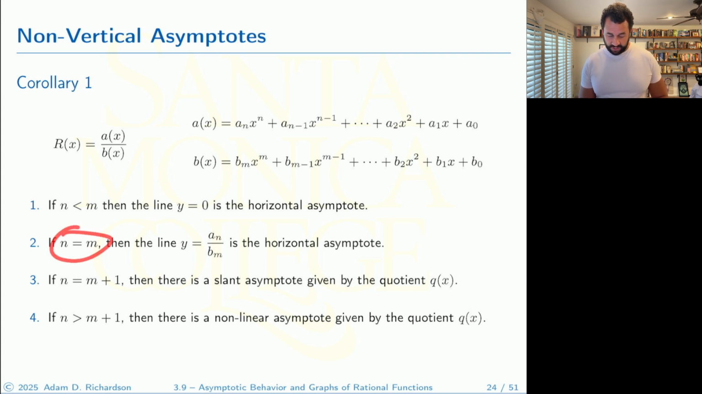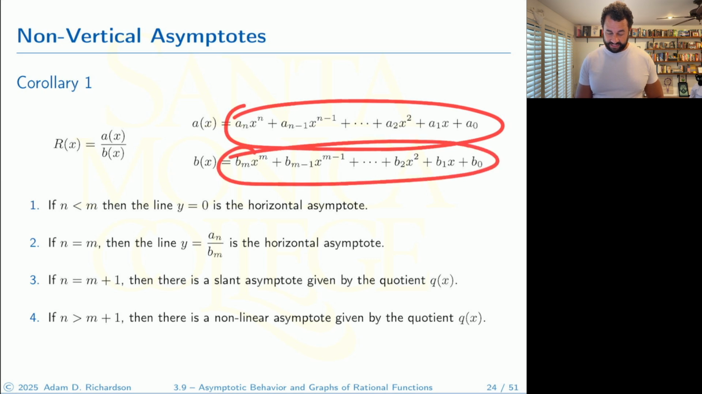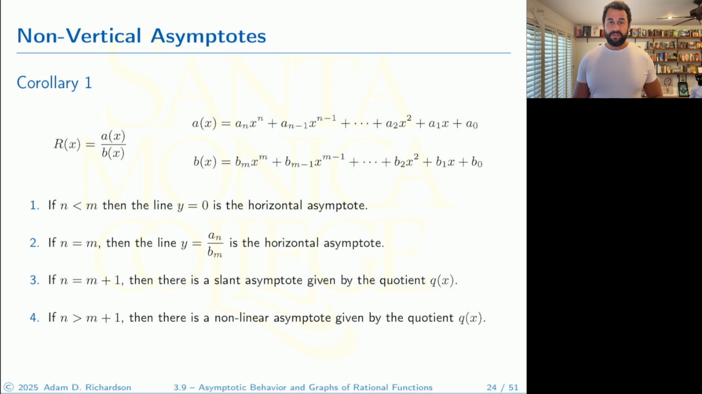Now, if the degree of the numerator and the denominator are equal, then the horizontal asymptote will be the line y equals a_n over b_n. It will be the ratio of these leading coefficients right here. And again, that is because of the division algorithm, because if you divide this by this and n and m are the same, then those x factors are going to disappear when you divide, and you're just going to be left with the ratio of those leading coefficients. So if the degrees are equal, then the horizontal asymptote is just the ratio of those leading coefficients.